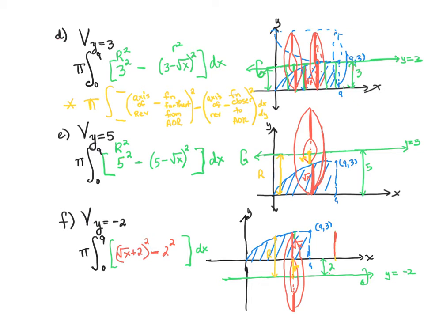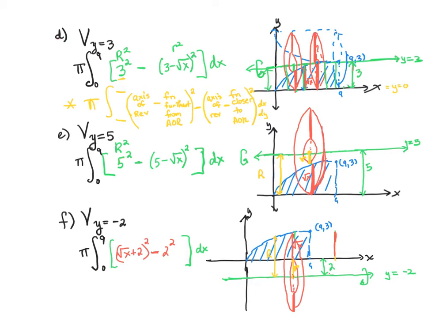So let me explain how we do this. For D, the axis of revolution is 3, right? But the function furthest away from the axis of revolution is the x-axis, which has the equation y equals 0. So it's 3 minus 0 squared, which is just 3 squared. And in the second piece, it's the axis of revolution 3 minus the function closest to the axis of revolution, the blue function root x, and we square it. So it works for D.